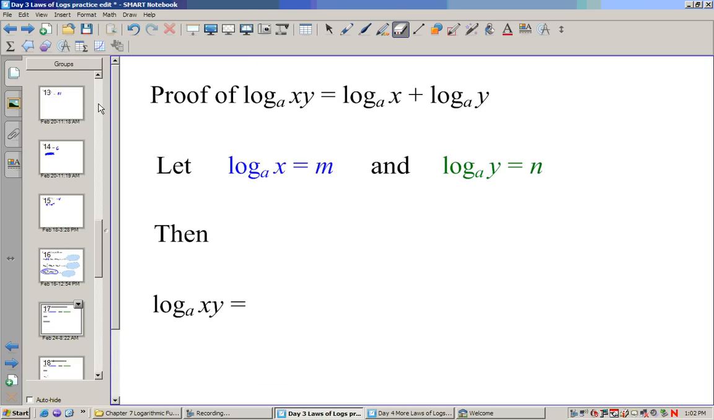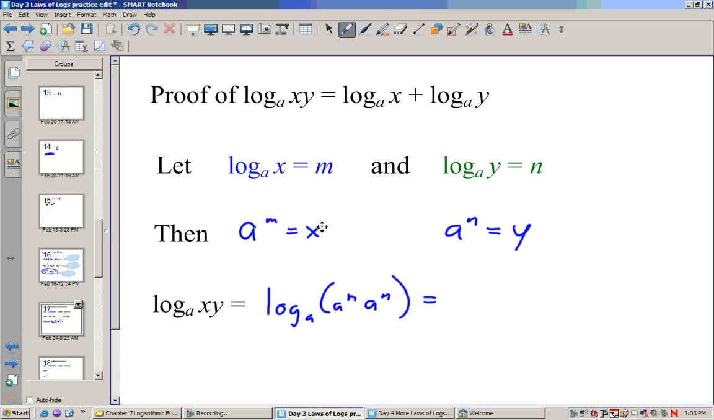Alright, now let's start a proof of log base a of xy is equal to log base a of x plus log base a of y. So if this is true, we know a to the m is equal to x, a to the n is equal to y. So then log base a of x times y is the same thing as log base a of a to the m times a to the n. Because we know x is equal to this, y is equal to that.